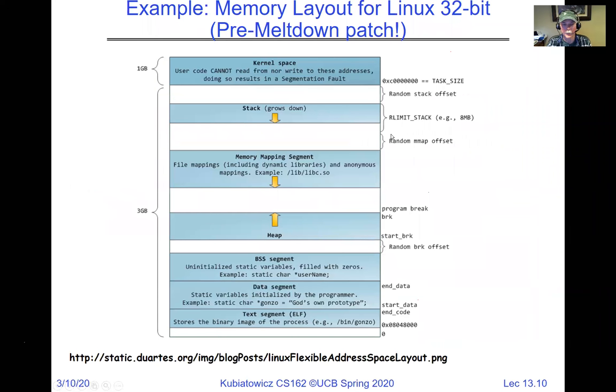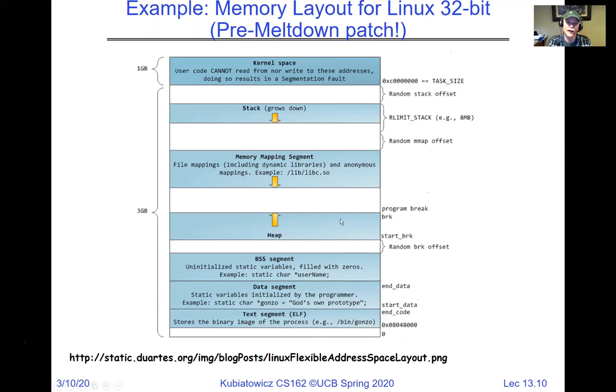So here we go. Here is an example of a pre-Meltdown 32-bit address space for Linux. And it's more interesting than we've led you to believe up till now. So clearly from 0xC00 up is kernel space. And this is protected with page table entries that say kernel only. And I'll show you the page table entries momentarily. But then the stack is not jammed up against the top of the kernel. It's randomly placed. And the heap is randomly placed.